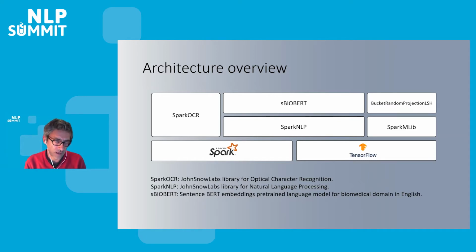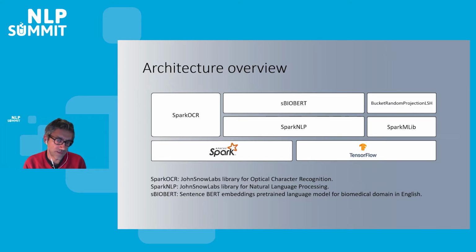On top of that, we have Spark OCR, that is a library from John Snow Labs that is able to extract information from scanned documents, PDFs, or other kind of poorly structured documents. We will use, of course, Spark NLP, this library from John Snow Labs on top of Spark that is able to process natural language in a very convenient way.